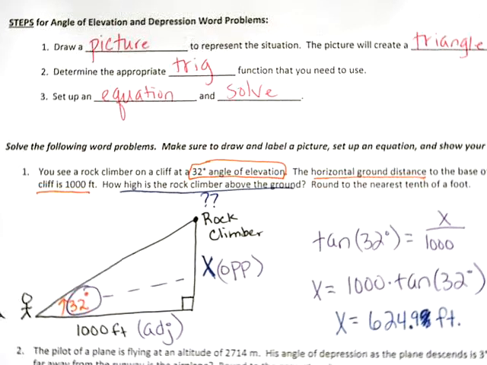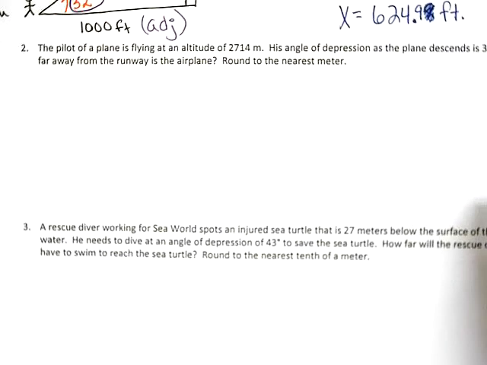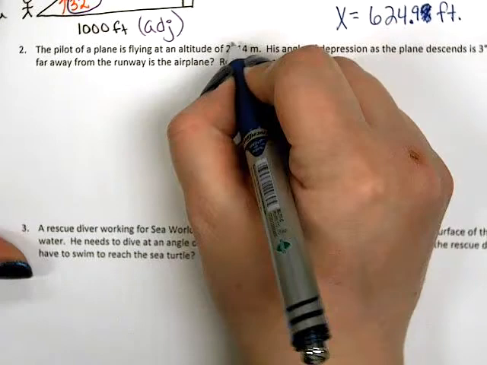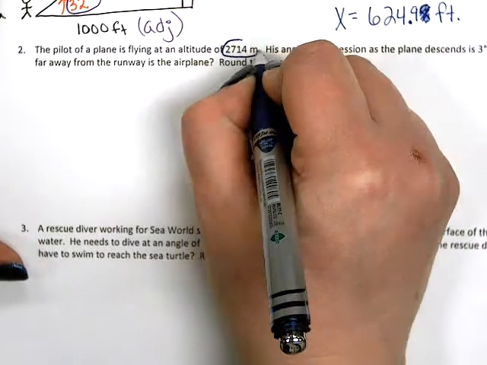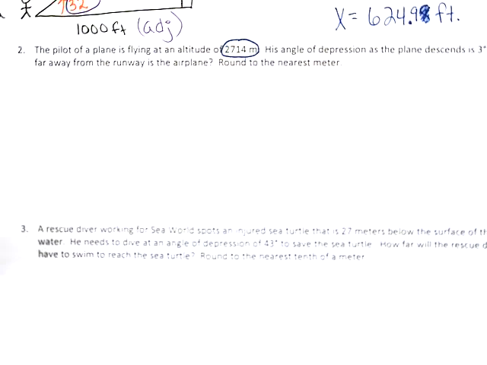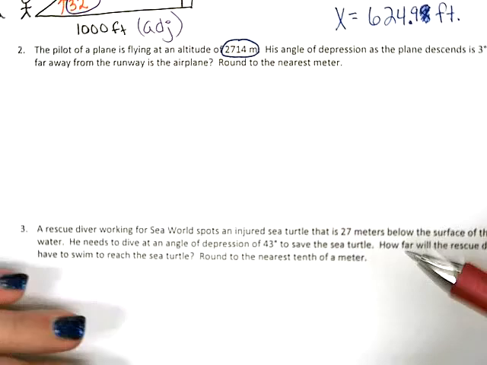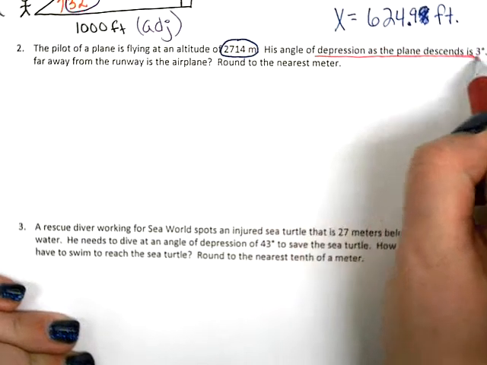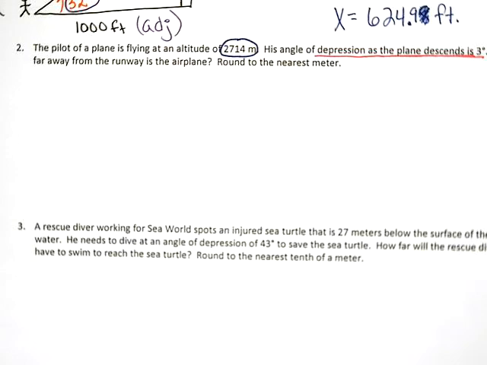Okay, taking a look at question 2. So a pilot of a plane is flying at an altitude of 2,714 meters. That's his altitude. His angle of depression as the plane descends is 3 degrees. How far away from the runway is the airplane?